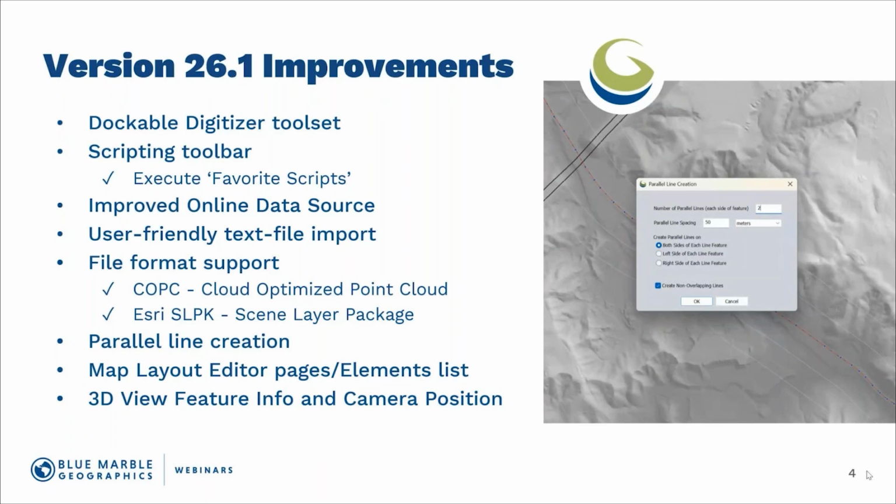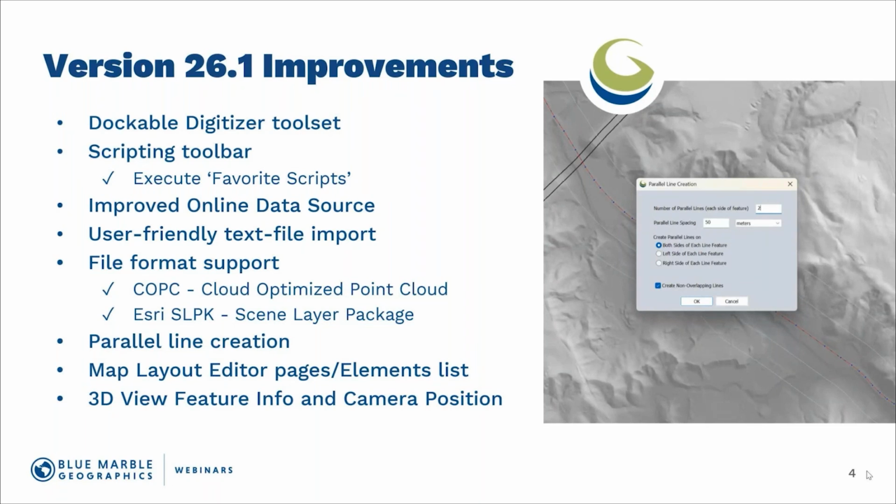We've also extended our file format support. Anyone who uses Global Mapper may already know that we have extensive file format support. I believe it's around 300 file formats that are supported, and we've added a couple more in version 26.1. The cloud optimized point cloud format is a structure within the LAZ LiDAR format. And then we also have Esri SLPK read functionality that we've added to 26.1.